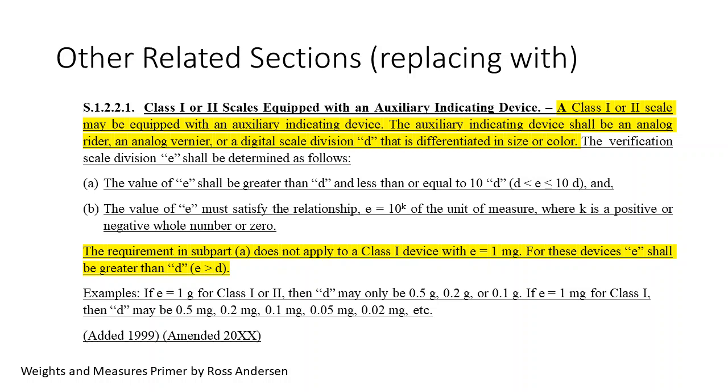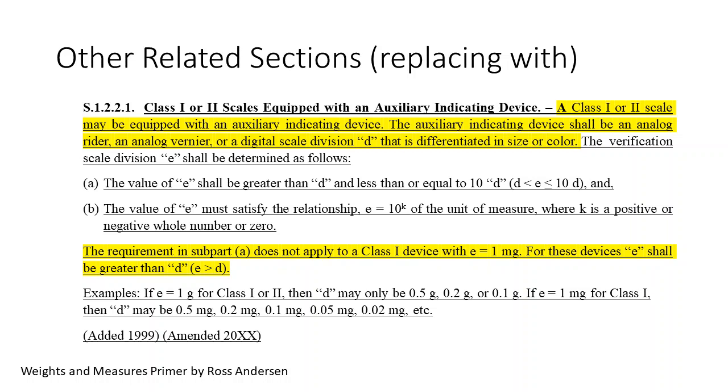The auxiliary indicating device shall be a vernier or rider for analog, or a least significant digit D that is differentiated in size and color for digital. I'll discuss the differentiated least significant digit more in Part 3. A differentiated digit helps avoid the possibility that the official incorrectly assumes that E equals D without looking at the scale markings. There are 2 requirements. In A, E must be greater than D and less than or equal to 10D, and in B, the E must be a 1. 2s and 5s are not permitted.